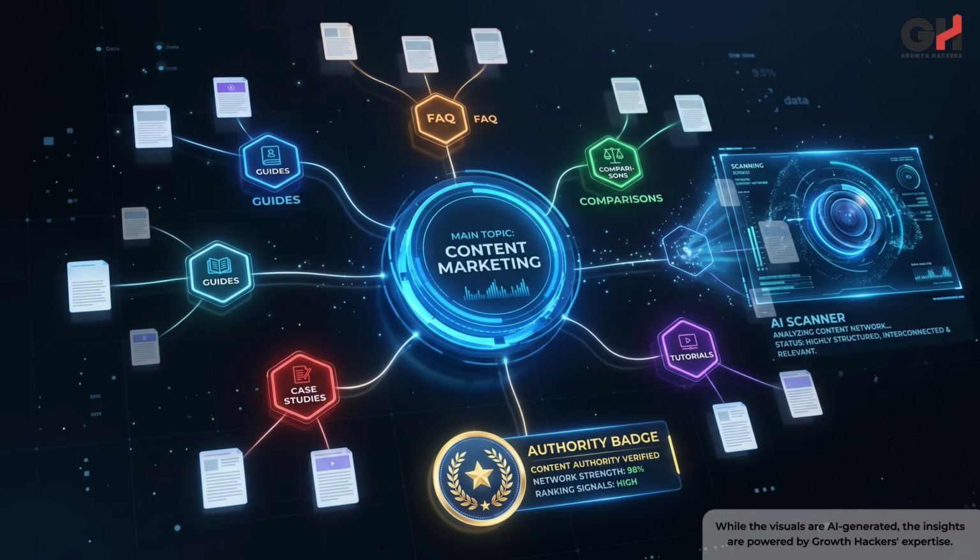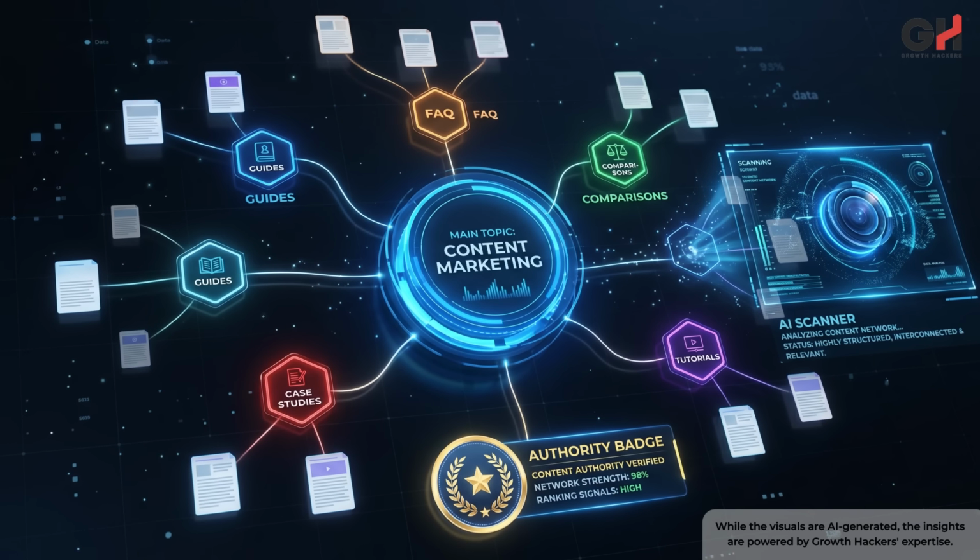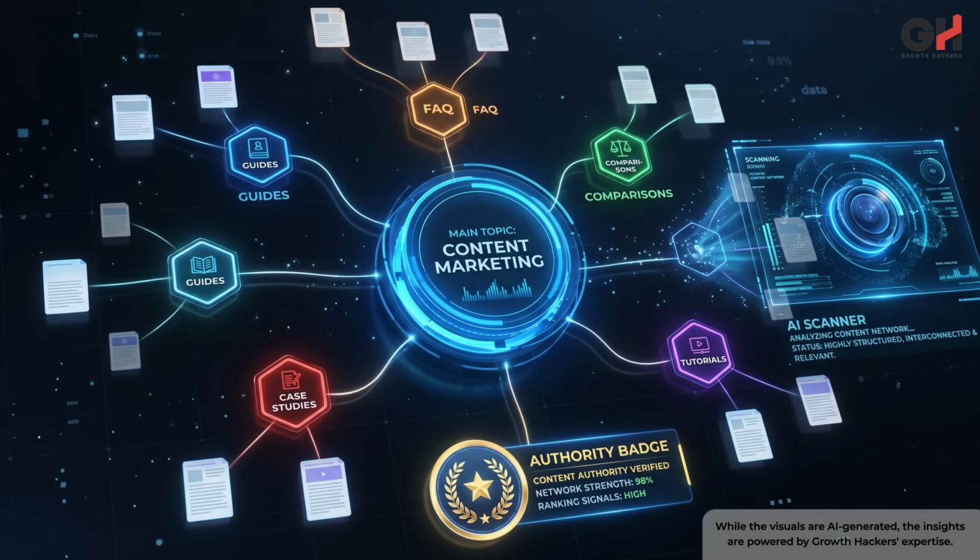Use intent-aligned anchor text variations. Identify and fix orphan pages. Monitor internal authority distribution. The result? AI understands your topical expertise depth. Clustered content signals recognized authority.